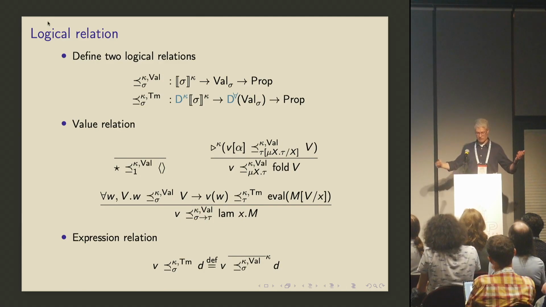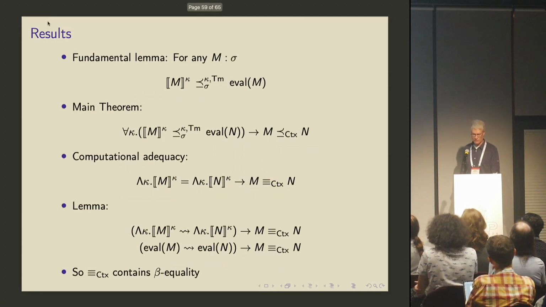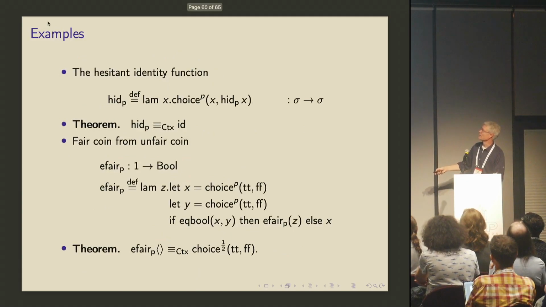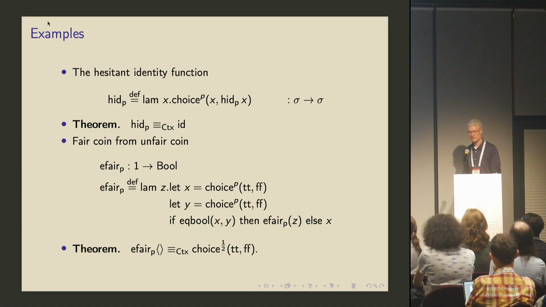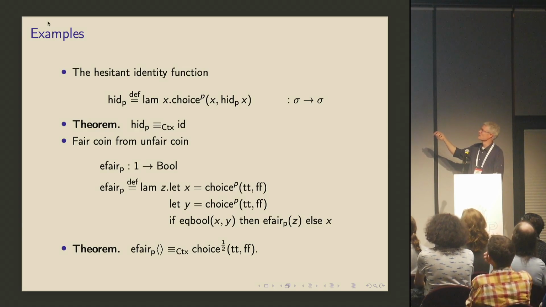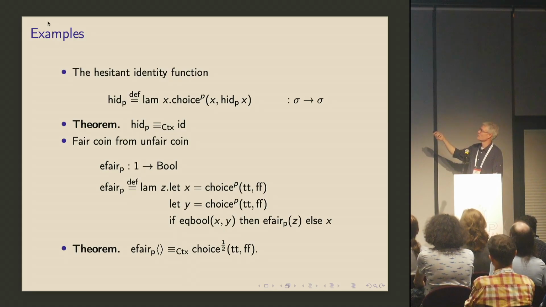Okay, and I can do the lifting of logical relations, that's just as before, and I can prove the results of the fundamental lemma and the main theorem just as before. And then in the examples, we will use this relation here to reason about contextual approximation. And we did that for all these 3 examples here. Maybe I'll just briefly show you the case of the hesitant identity, to give you a taste of this. So the hesitant identity takes an x, returns x with probability p, and calls itself recursively with probability 1 minus p.